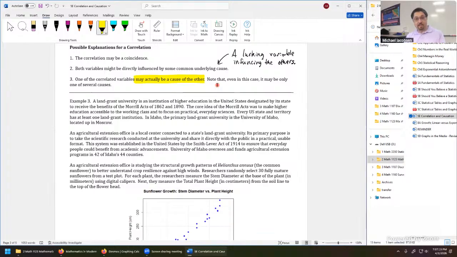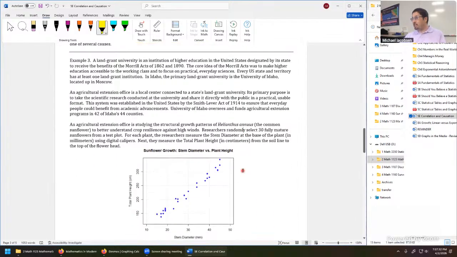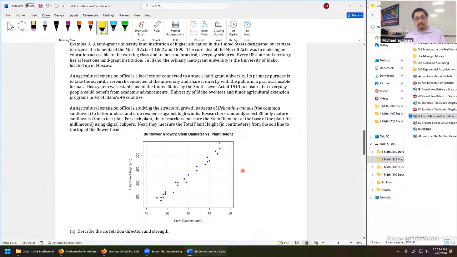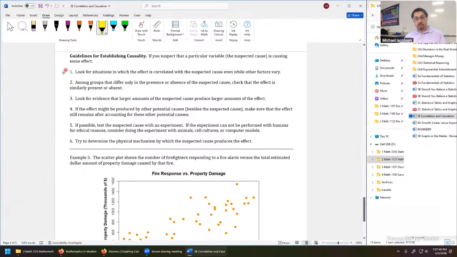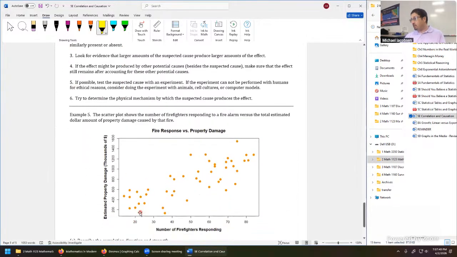Human biology is very complicated, so lots of influences. So even if resting heart rate causes a change in VO2 max, it might be a small effect, and there's other bigger causes. So these are the three explanations for correlation, and we'll investigate this further in this particular example here. Looks like it's a kind of an agricultural example, stem diameter versus total plant height. We'll look into more about cause and effect, guidelines for establishing causality, and look at this graph.